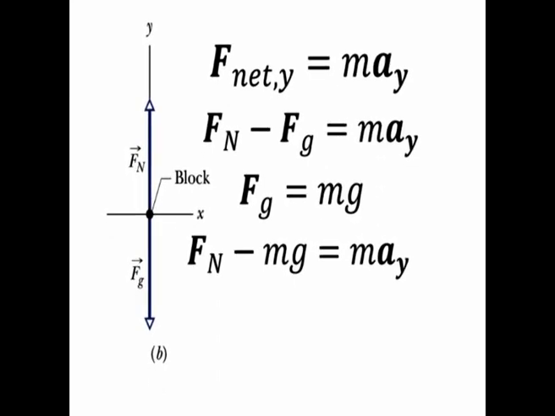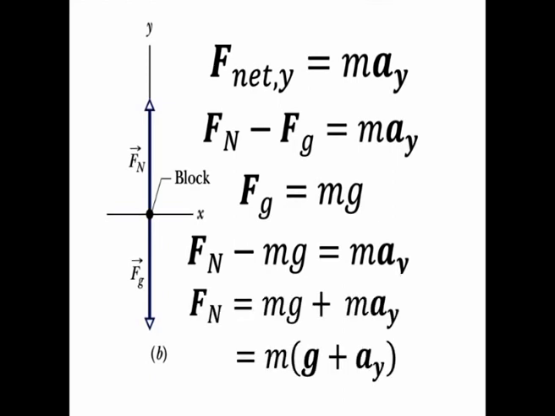Transposing, we get the magnitude of the normal force as Fn is equal to mg plus may, and is again equal to m into g plus ay, for any vertical acceleration ay of the table and block. If the table and block are not accelerating relative to the ground, ay is equal to 0 and we get Fn is equal to mg.